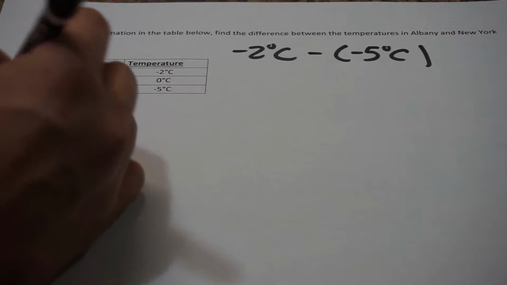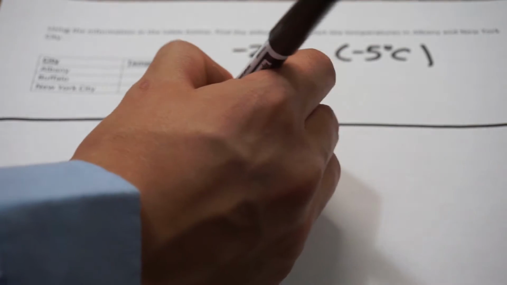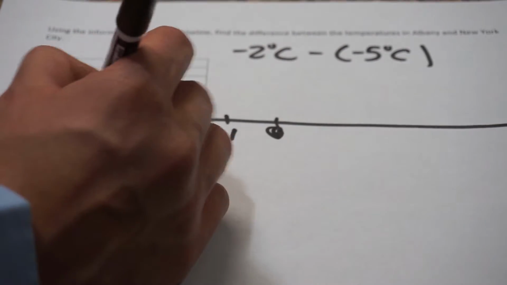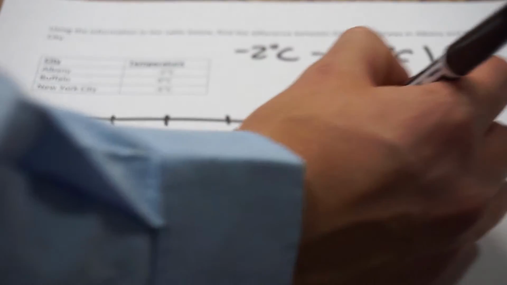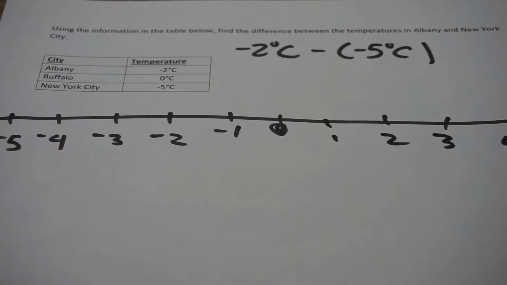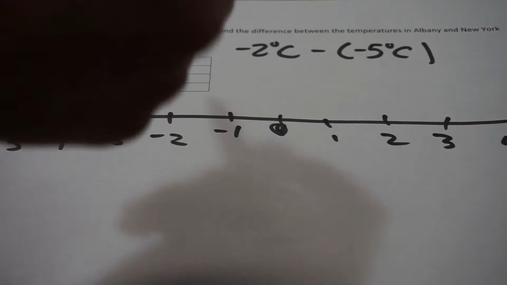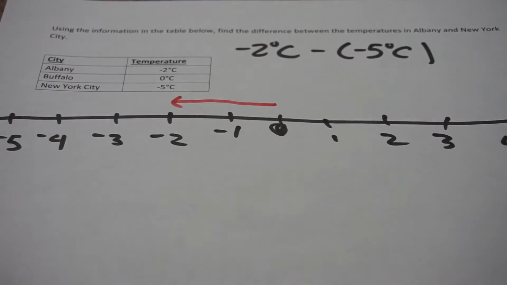So let's go ahead and draw out our line. 0, -1, -2, -3, -4, -5. We have +1, +2, +3, +4. So there you have it. Next, we're going to want to draw out our temperatures here, or at least our first one. So we know that Albany is -2 degrees Celsius, so we're going to label that as this line here with length -2, or magnitude -2.